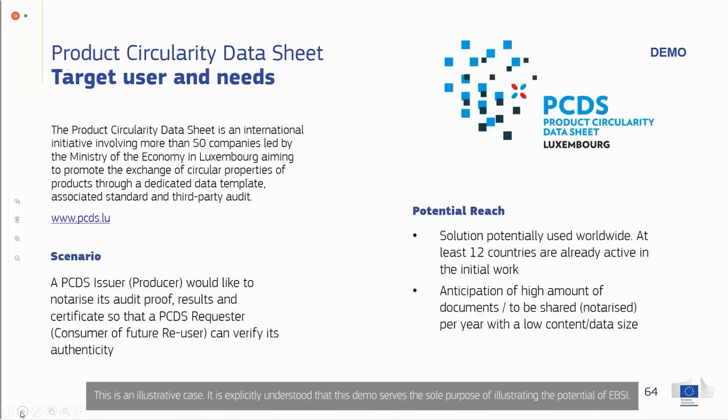Okay. Yes. So the idea is, if you want to issue a PCDS by the company who is producing the product, he can ask for a third party to audit that and to notarize the audit proof which is coming out of this third-party audit. And on the other hand, a PCDS requester, also the person who wants to get this data, can then, based on the hash, retrieve the validity of the information and has the proof of its authenticity.